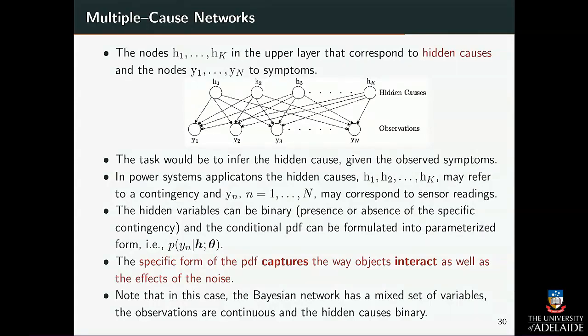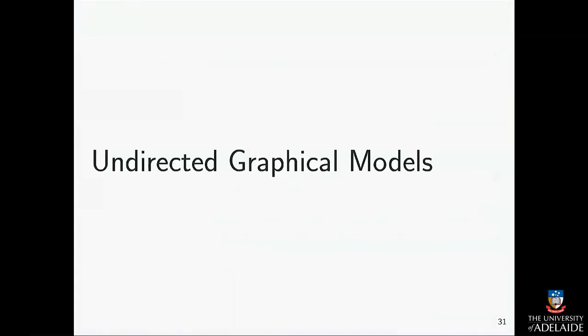As I said, you don't know which contingency or which protective device went off, and you see symptoms, you're trying to figure out what is the likely cause given what you observe. And you can see that here, the more causes converge here, the more this is sort of revealing things about this. So now let me go to undirected graphical models.